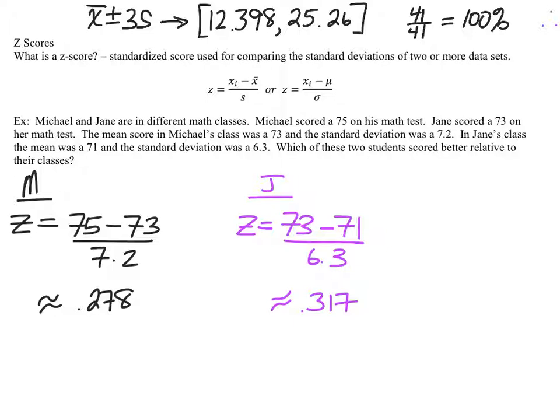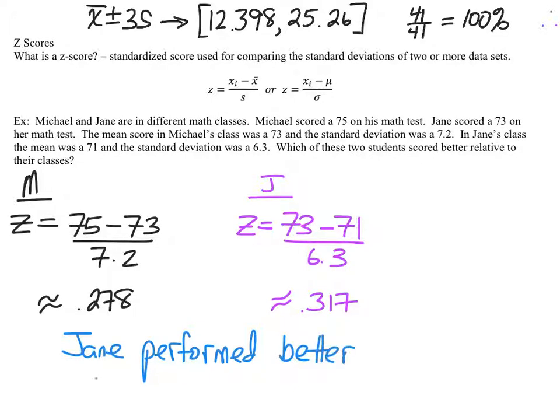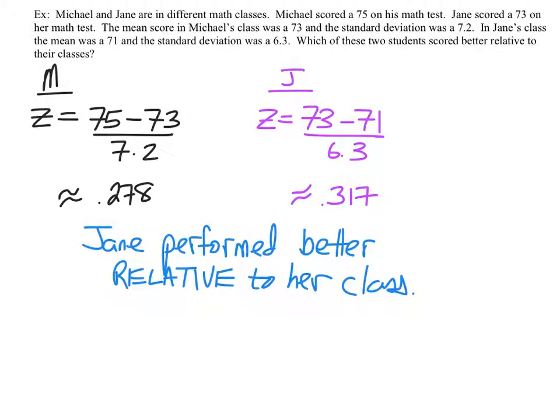All right, so the question was, which of these two students scored better relative to their classes? Well, Jane did. Jane performed better relative to her class. All right, so we know that Jane did not perform better in raw terms. Her score was lower. She got a 73, he got a 75. He performed better, but she performed better relative to her class.